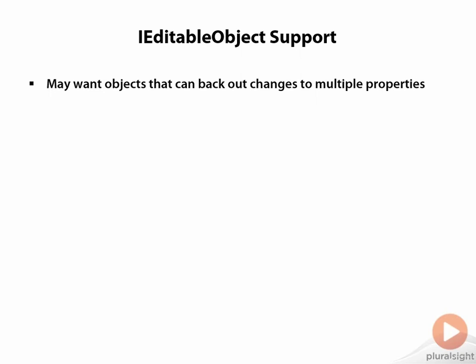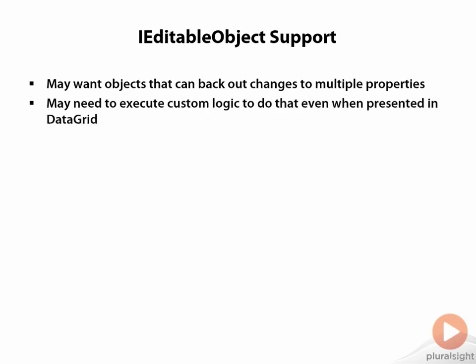But you may want to support this in something like a data entry form as well, where you want the user to be able to tab from field to field and then maybe hit a cancel button and back all those changes out as well. Additionally, you may have custom logic that needs to execute even in the data grid scenario, so that when the changes are backed out, you may need to do other things to related objects, for example.